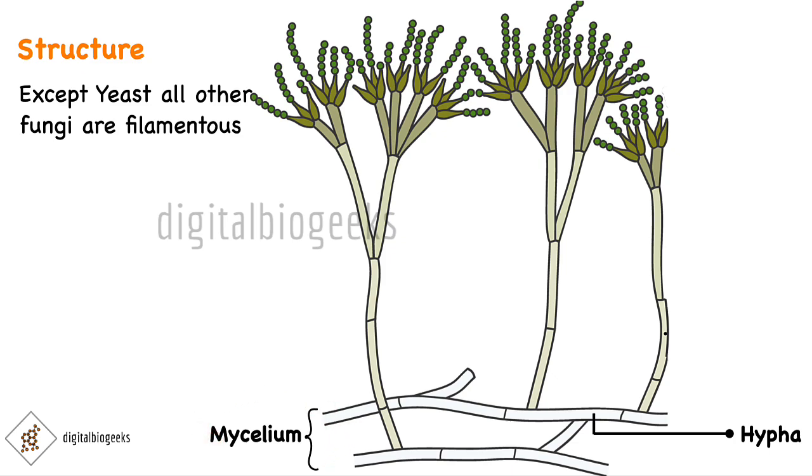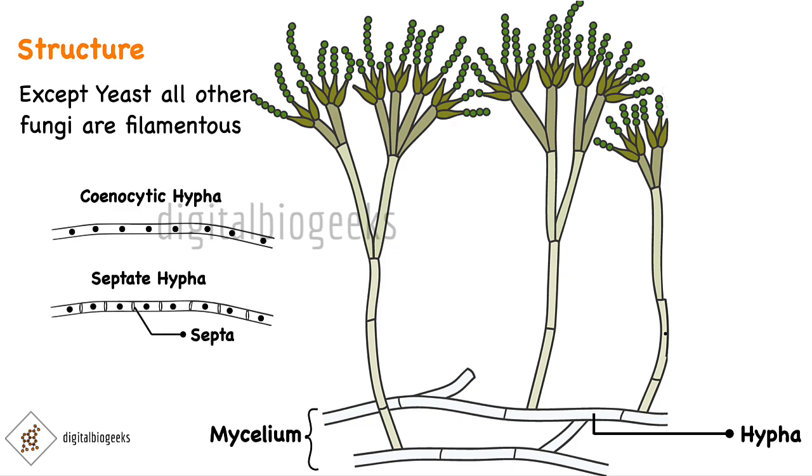Some hyphae are called coenocytic hyphae. Coenocytic hyphae are continuous tubes having cytoplasm and many nuclei inside them. They are multinucleated. They do not have divisions within the tubes. Here we cannot see divisions between the nuclei. However, in other hyphae, there are divisions or walls called septa which divide the hyphae into many cells.